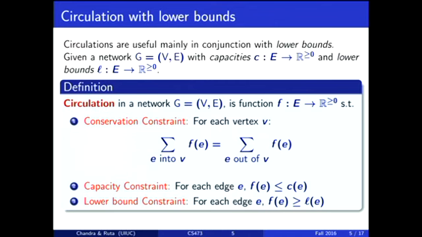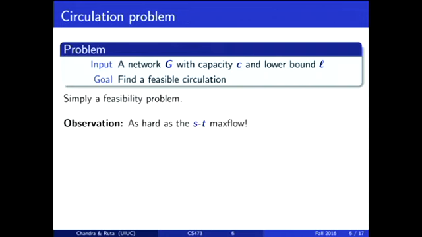So what is a circulation now? A circulation satisfies flow conservation at each vertex, and on each edge, the flow should be less than the capacity, and it should be at least the lower bound. Obviously, the lower bound should be less than the capacity, otherwise it's not feasible. Now the question is, what is the problem? I give you a network with capacities C and lower bounds L, and you ask, is there any circulation? I'm not even asking you to optimize anything. Is there a circulation?